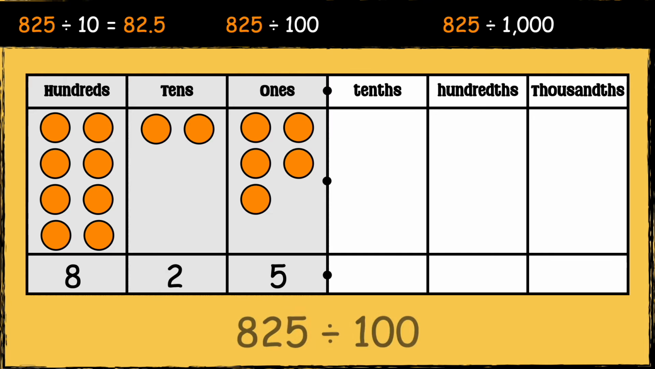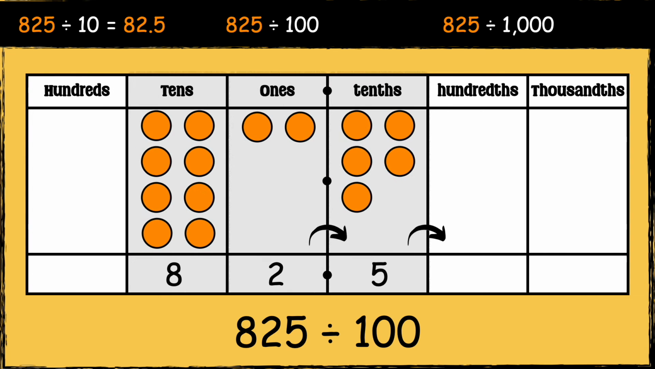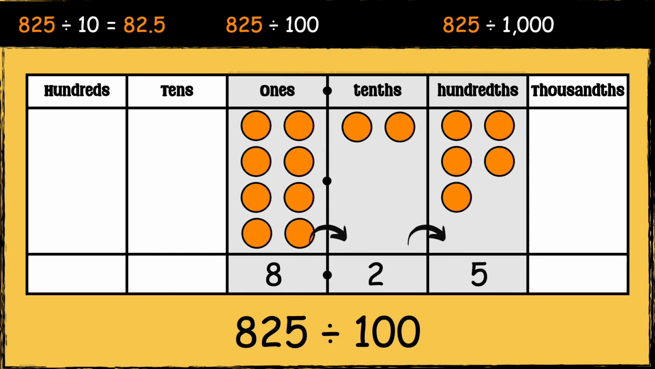Now let's divide 825 by 100. When we divide numbers by 100, we move the digits 2 places to the right. So 825 becomes 8, 2 tenths and 5 hundredths. So the answer is 8.25.